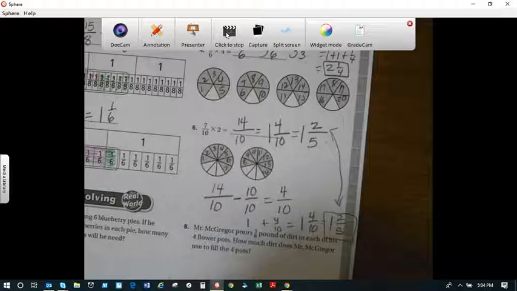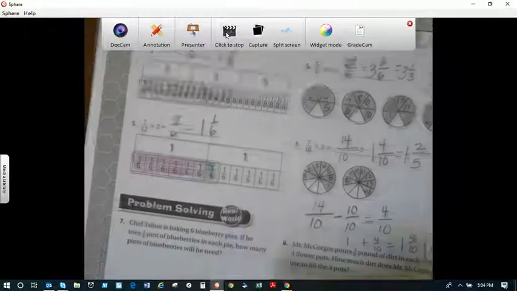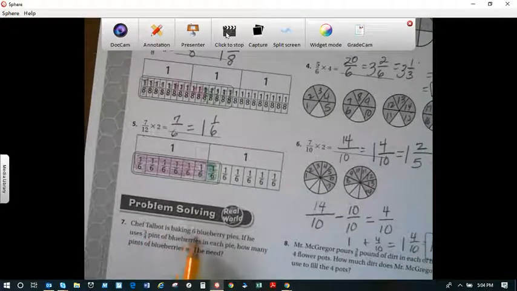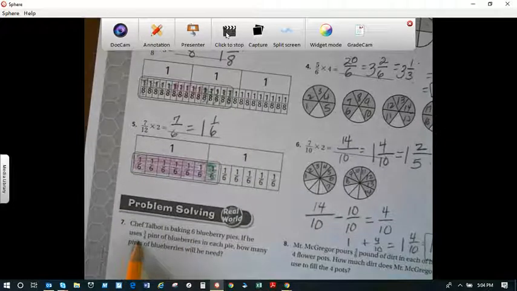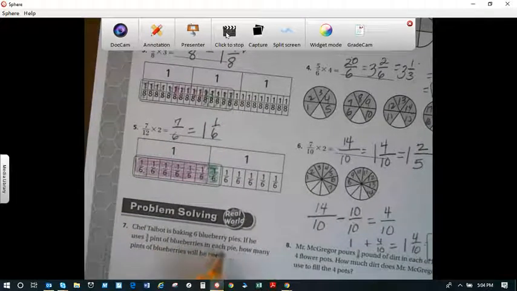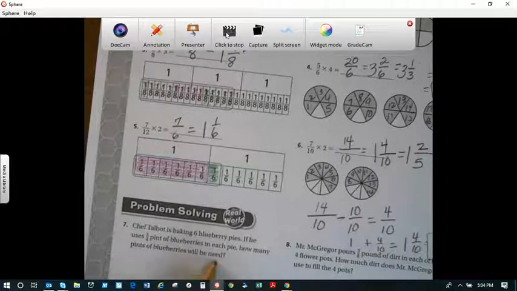All right, so let's look at number 7. Chef Talbot is baking 6 blueberry pies. If he uses 3/4 pint of blueberries in each pie, how many pints of blueberries will he need? So how am I going to figure this one out?